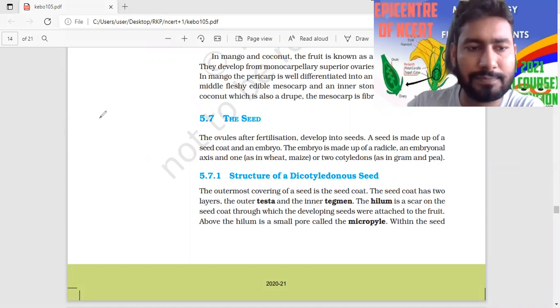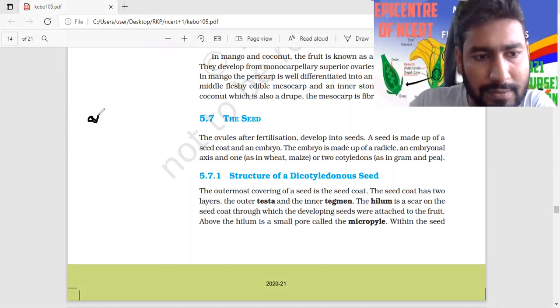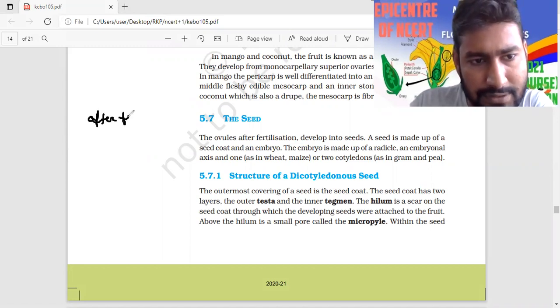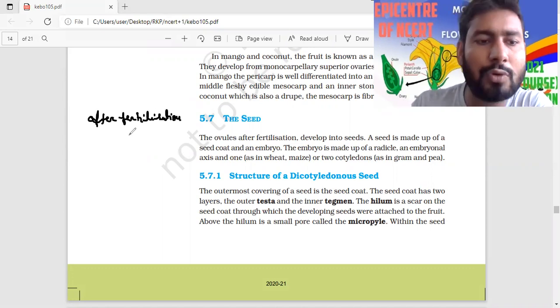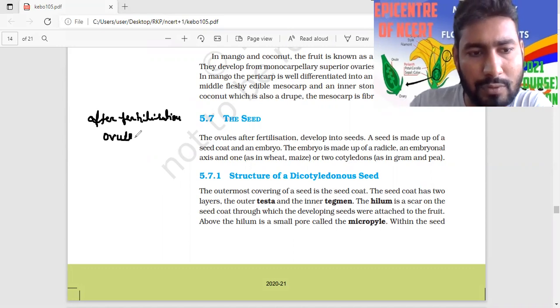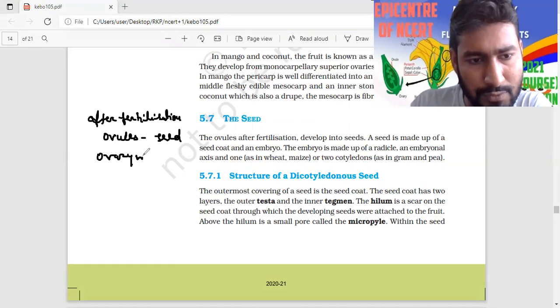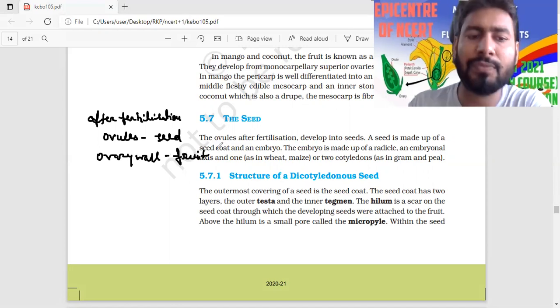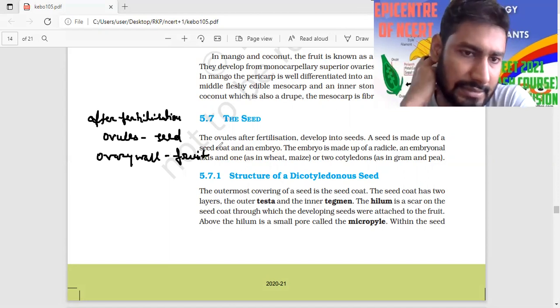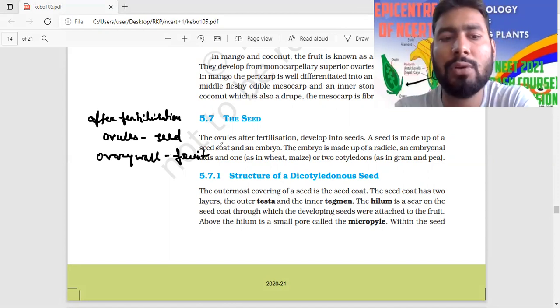After fertilization, ovules always form seed. Ovule forms seed, and ovary wall forms fruit. This is a very important point. After fertilization, the ovule forms the seed while the ovary wall forms the fruit. This is the basic one.